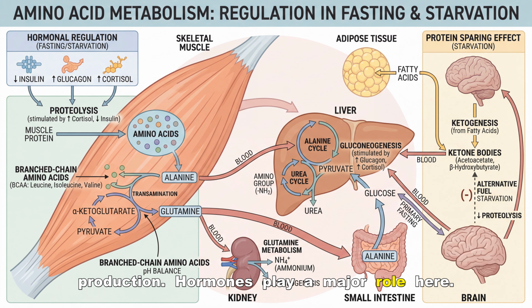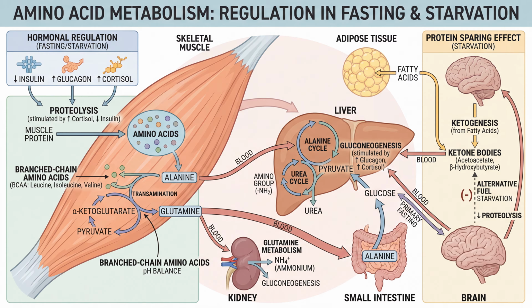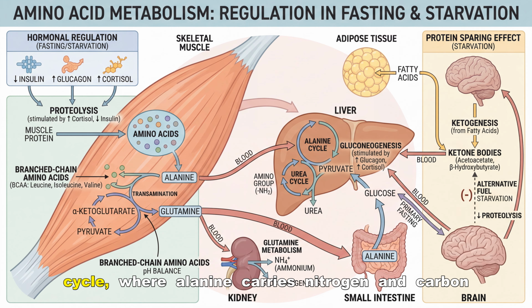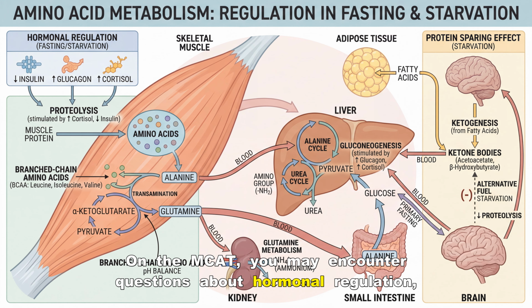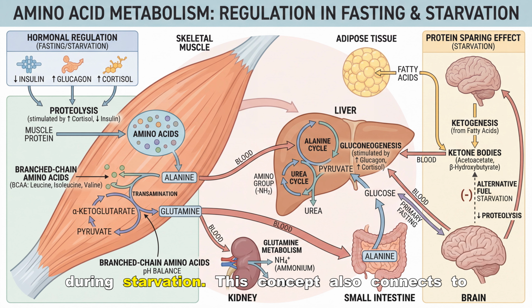Hormones play a major role here. Glucagon and cortisol promote protein breakdown and amino acid utilization, while insulin inhibits these processes. A classic example is the alanine cycle, where alanine carries nitrogen and carbon from muscle to liver, contributing to glucose production. On the MCAT, you may encounter questions about hormonal regulation, metabolic states, or how different tissues cooperate during starvation.